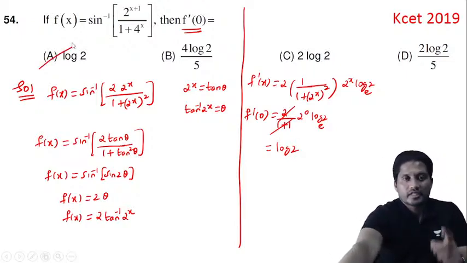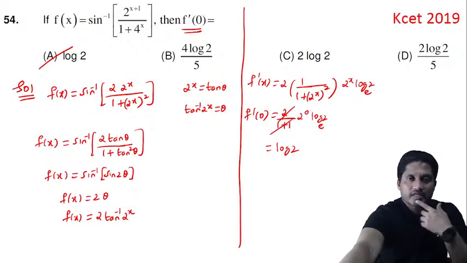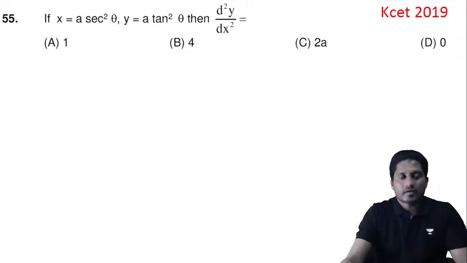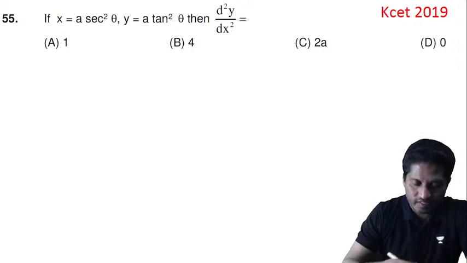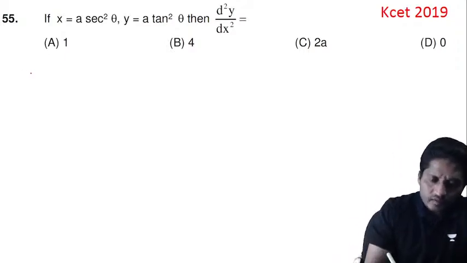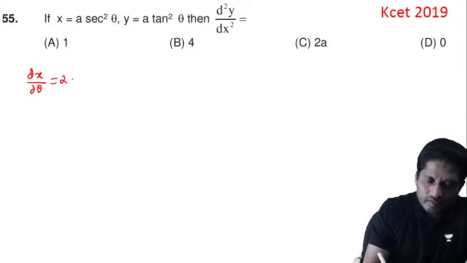Let's move to the next question. Same, this is an NCERT miscellaneous exercise example. Extra, they are asking what is f dash of 0. Alright, now if I find out the first derivative, dx by d theta is equal to 2a sec theta. Differentiation of sec theta is sec theta into tan theta.